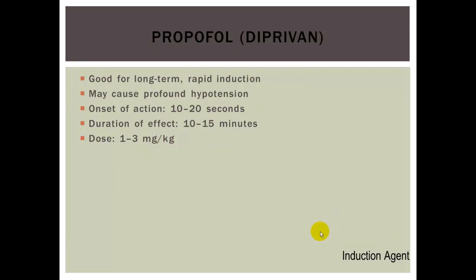Propofol, or Diprovan, the milk of amnesia, is a good rapid induction agent. It may cause profound hypotension, though. So whenever we're looking at Diprovan, we should really consider anybody with a cardiac history that we may worry about their hemodynamics later on; we may not want to use Diprovan. Onset of action is about 10 to 20 seconds. Duration of the effect is about 10 to 15 minutes. And the dose is generally 1 to 3 milligrams per kilogram as a bolus.